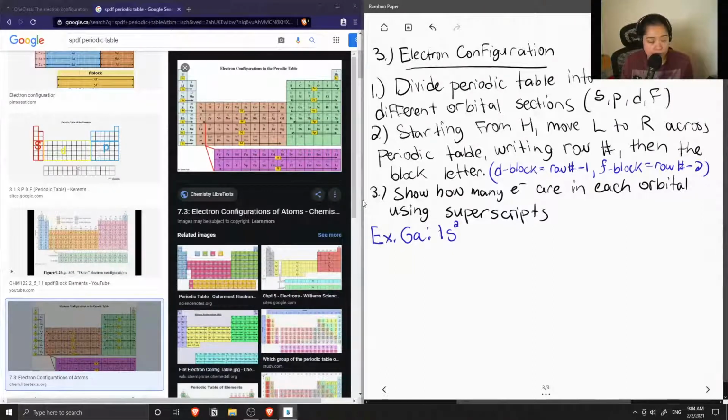And then we move on to the next row. So row 2, S, and then 2. Then we move over to the P block. So we write 2p6. And this is because a p orbital can hold a maximum of 6 electrons. Okay, so on to the next row. We have 3s2, and then again 3p6.